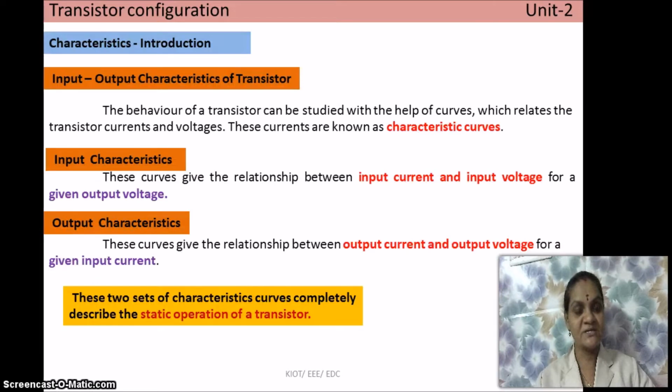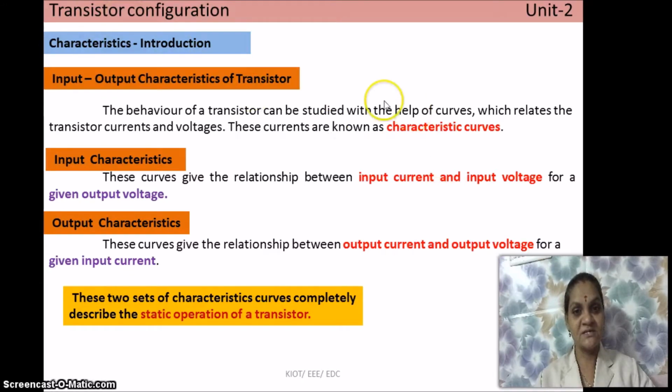The first one is, what is the purpose of plotting the characteristics of the transistor? Generally, it's not only a transistor, for any device the characteristics can be plotted in order to understand how the device behaves with respect to changes in voltage and current. From that characteristics we are able to understand the behavior of the entire device completely.